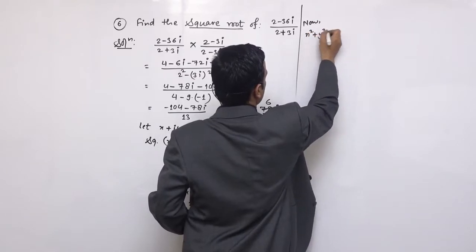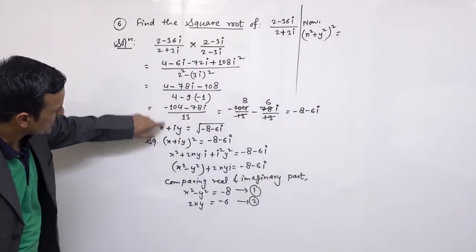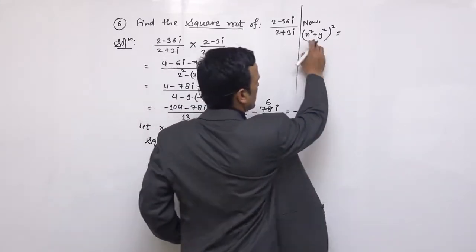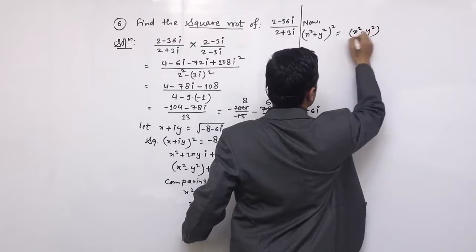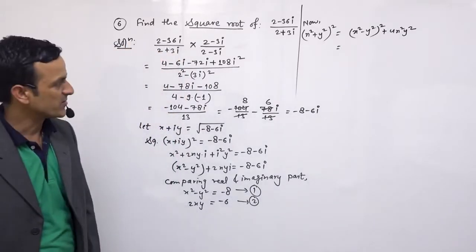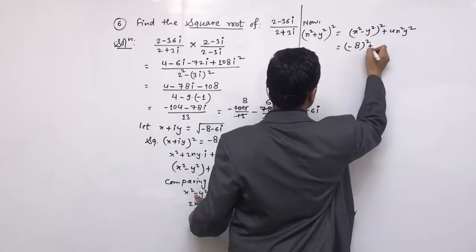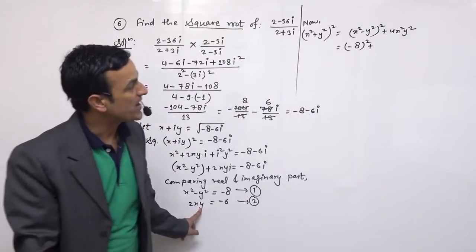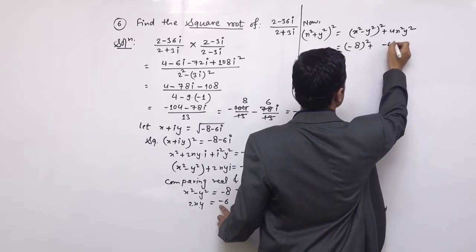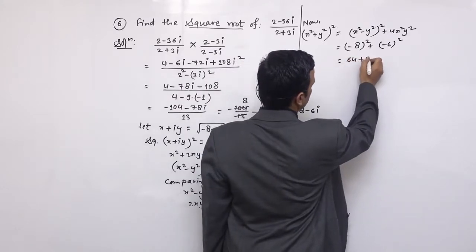Now x square plus y square is equal to, by using these two terms, with minus and product formula, we can find x square plus y square. It is (x square minus y square) whole square plus 4x square y square. So this is the formula. Now substitute the values: minus 8 whole square plus 4x square y square, which means (2xy) whole square, so it will be minus 6 whole square. If we solve this one, then it will be this one.